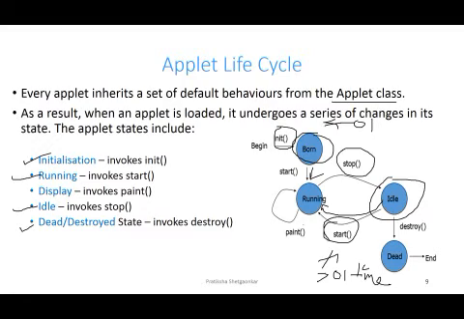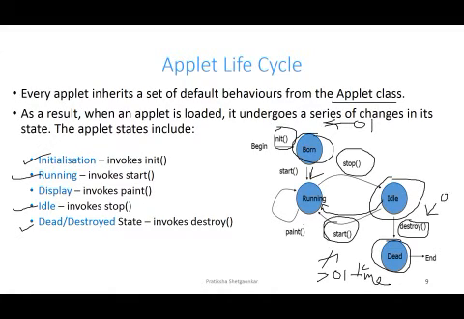Next we have the dead state. Now an applet is said to be dead whenever it is removed from memory, and this happens automatically by invoking the destroy method when we quit the browser. So like initialization, the destroying stage also occurs only once in the life cycle of the applet.